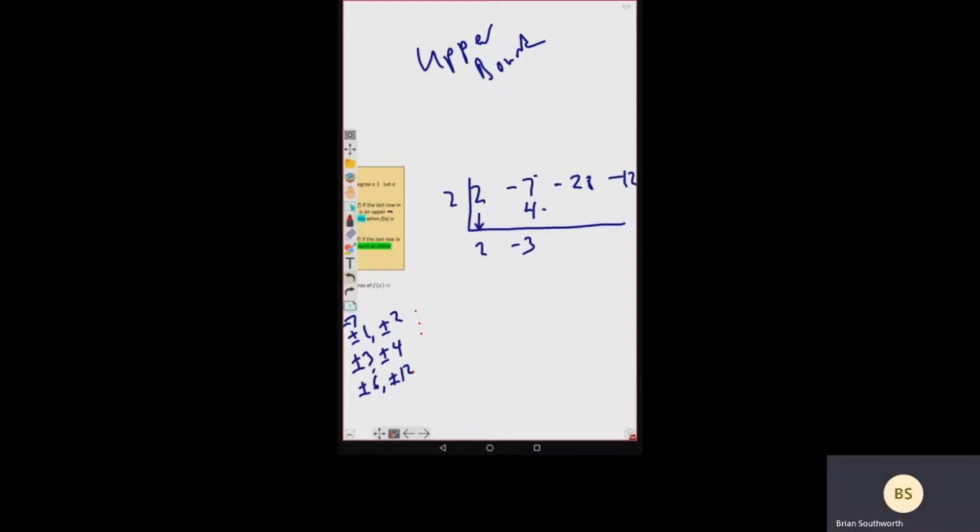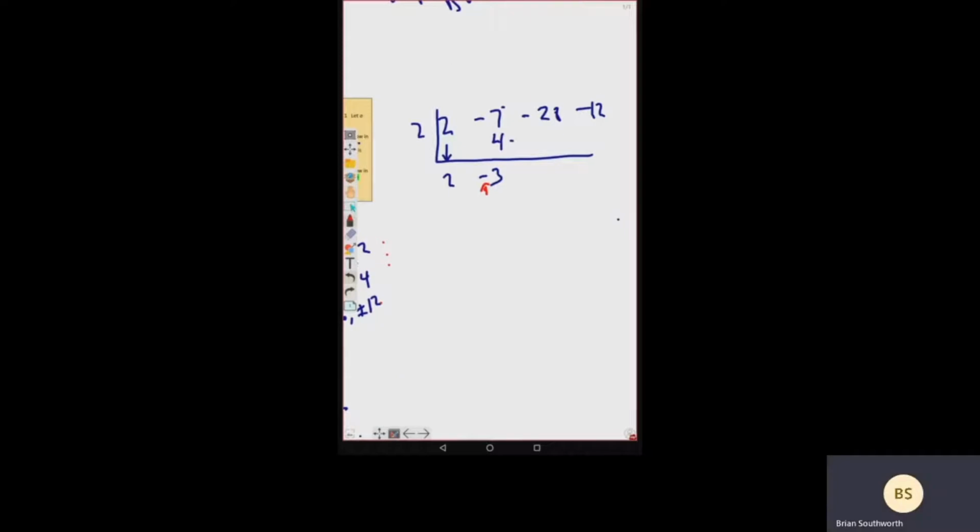This negative right here tells us we're done. So let's try 3 or 4. If you try 2, it doesn't work. If you try 3, 3 doesn't work. So I'll make notes here, just for time. 2, 3, 4, 5.